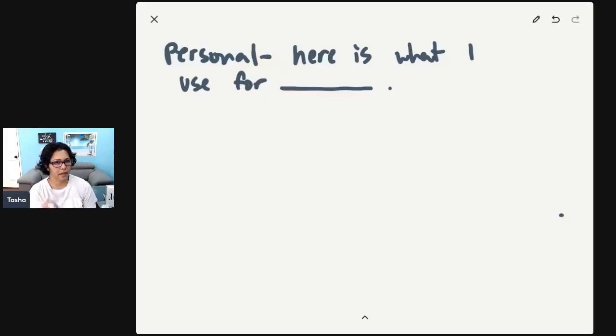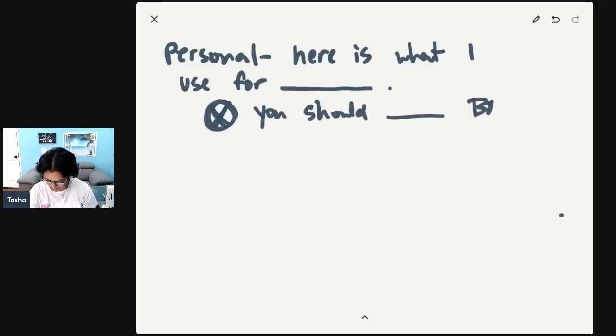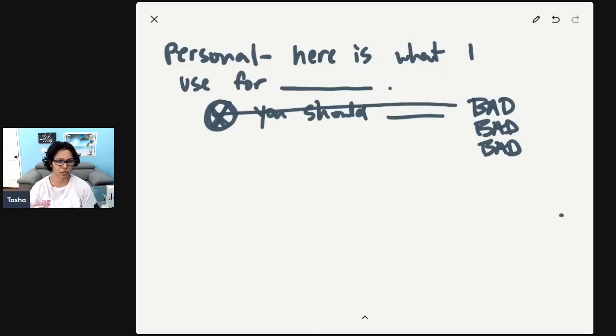So there's significant research that you're better off, like, here's what not to say. Do not say you should blank. This is bad. This is shame induced. People don't like being told what to do. Do not say that. You should blank.